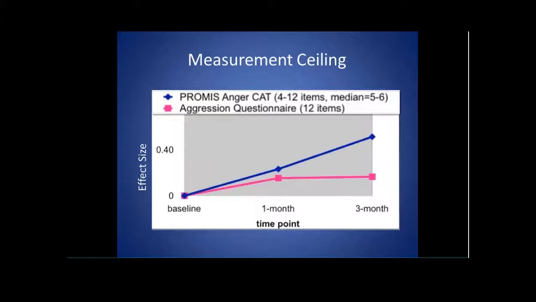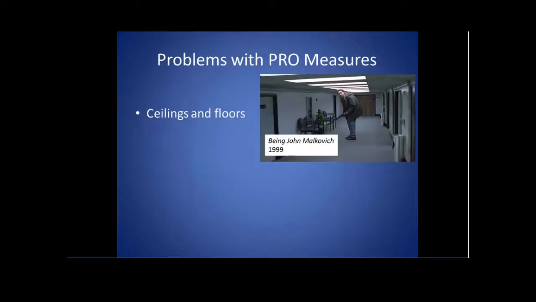We don't know the impact of a treatment because our measurement tool isn't sensitive enough to that change at that level of the trait. So in addition to ceilings and floors, there are other problems with PRO measures. One is patient burden. A number of commonly used instruments are very long, and what that means is it's difficult to integrate into some settings.